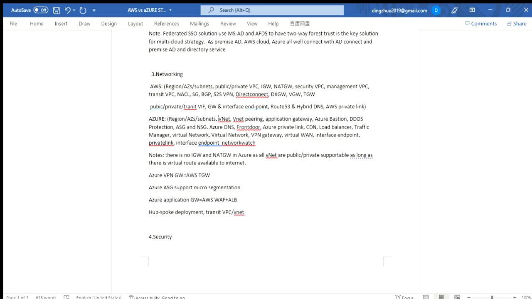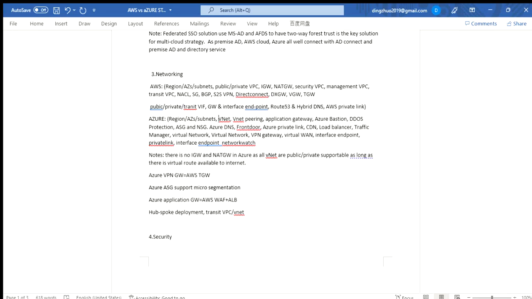Now let's look at the segmentations. Now AWS has security group and NACL, but Azure has application security group and network security group. Application security group supports micro-segmentations. Network security group supports segmentations. So that's the difference.